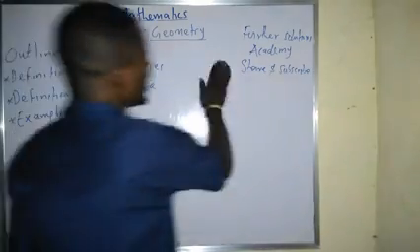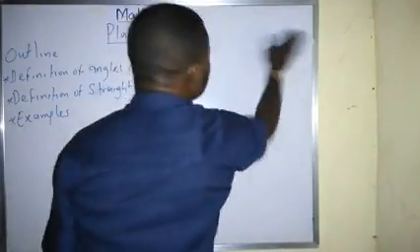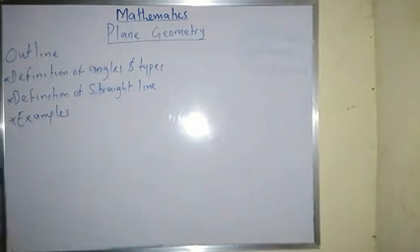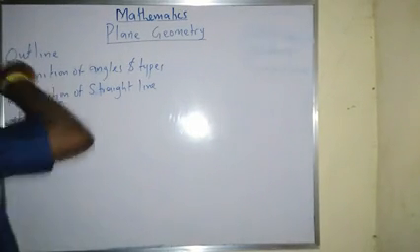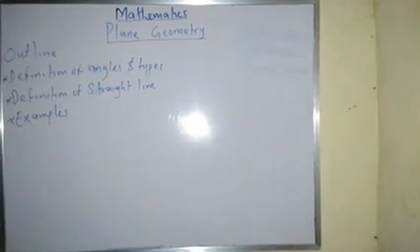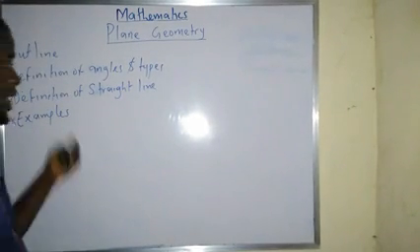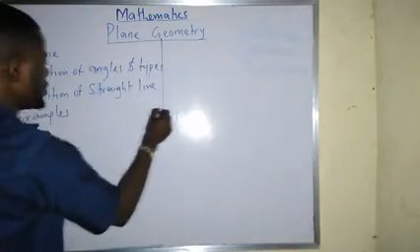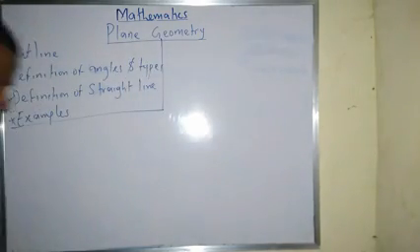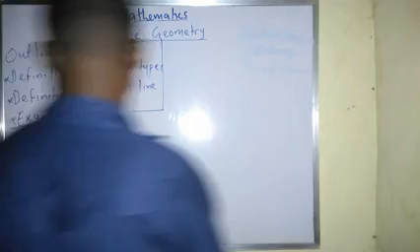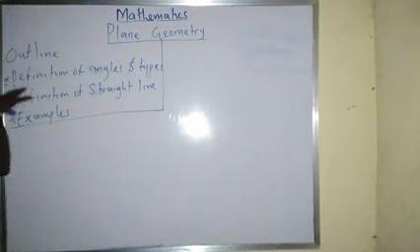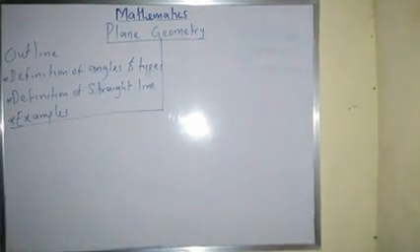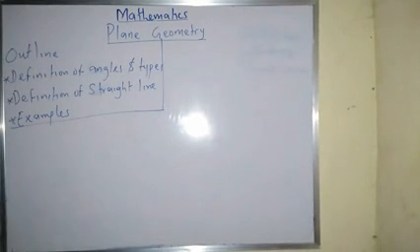What I want to be focusing on in this video, number one, is the definition of angles and types, the definition of straight line, and the last one will be examples on this part. That is what I'm focusing on as far as this video is concerned. By the end of this video, you should be able to understand the definition of angles and types of angles, the definition of straight line, and so on, and the examples on them.